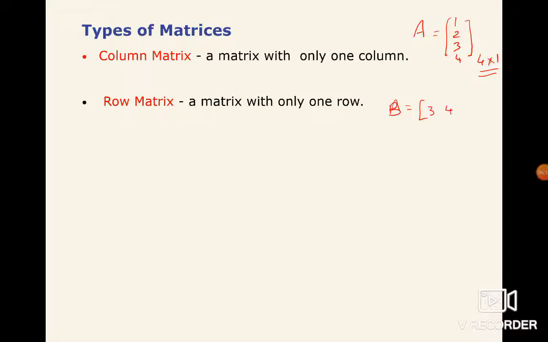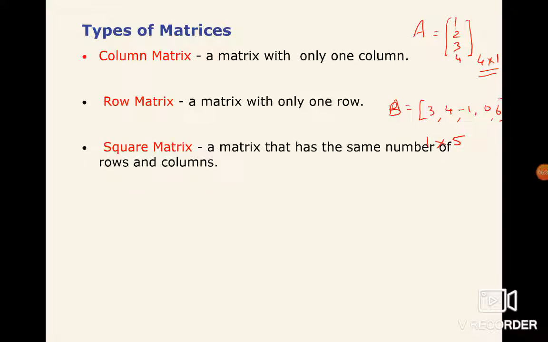4, 3, 4, -1, 0 and 6. How many elements? What is the size of this matrix? There's one row with 5 elements, isn't it? So one row, 5 columns. The size is 1 by 5.